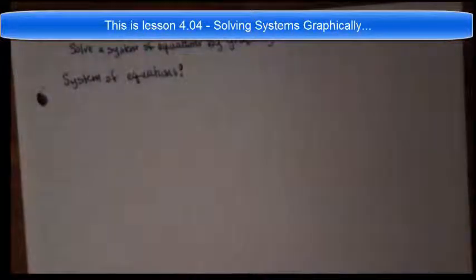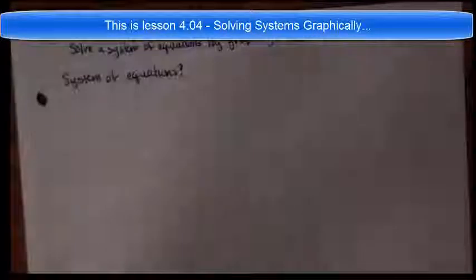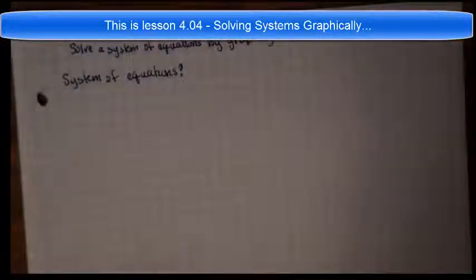Lesson 5.1, Solving Systems of Equations by Graphing.